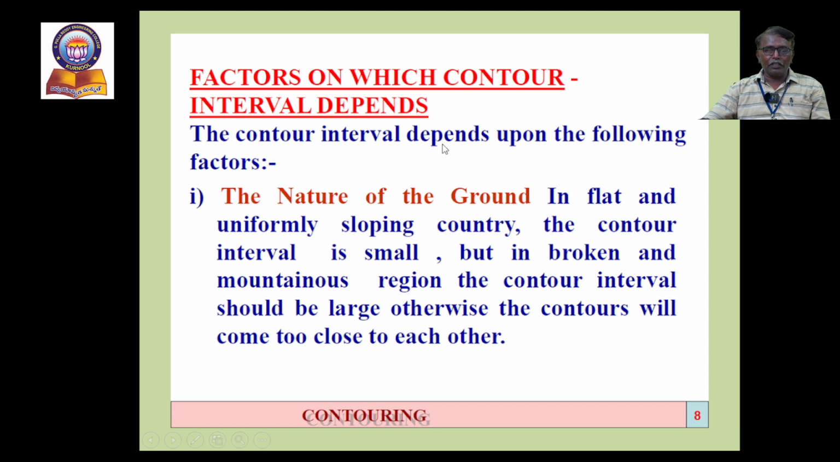The contour interval depends upon the following factors. One is the nature of the ground. In flat and uniformly sloping country, the contour interval is small, but in broken and mountainous regions, the contour interval should be large. Otherwise, the contours will come too close to each other. So to avoid closeness between the contours, in mountainous regions a larger contour interval should be selected, and in flat and uniformly sloping country, you can select a small contour interval.